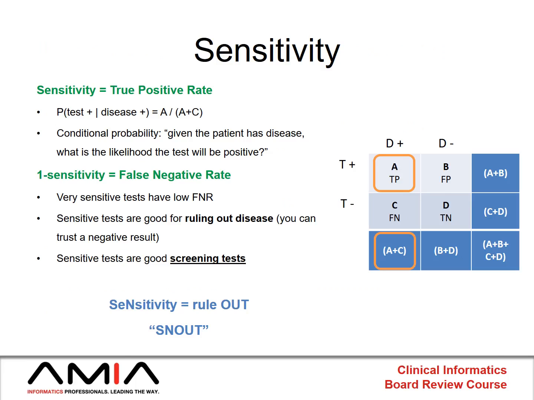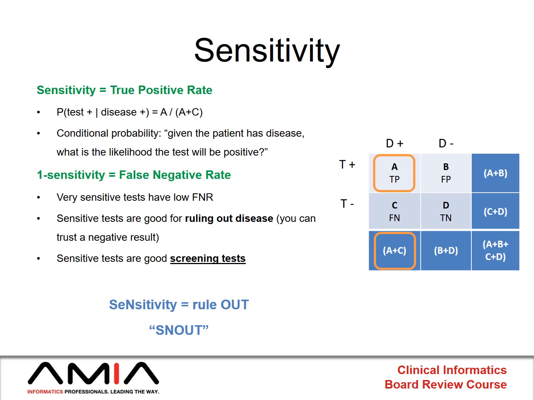So, lo and behold, your true positive rate, your TPR, is a synonym for sensitivity. The formal definition of sensitivity is that it's the probability of a positive test given the presence of disease. And so sensitivity, or your true positive rate, is A over A plus C. And what that also means is that 1 minus my sensitivity is equal to my false negative rate. I think this is probably the most intuitive way to think about sensitivity.